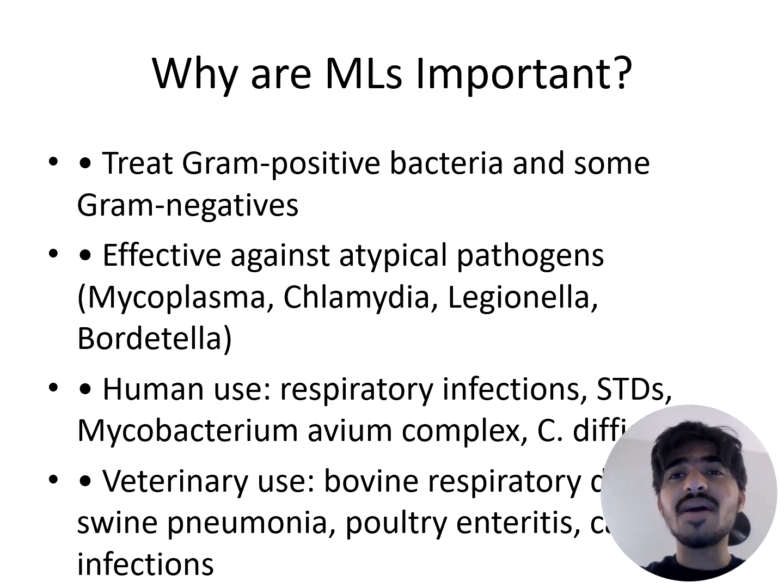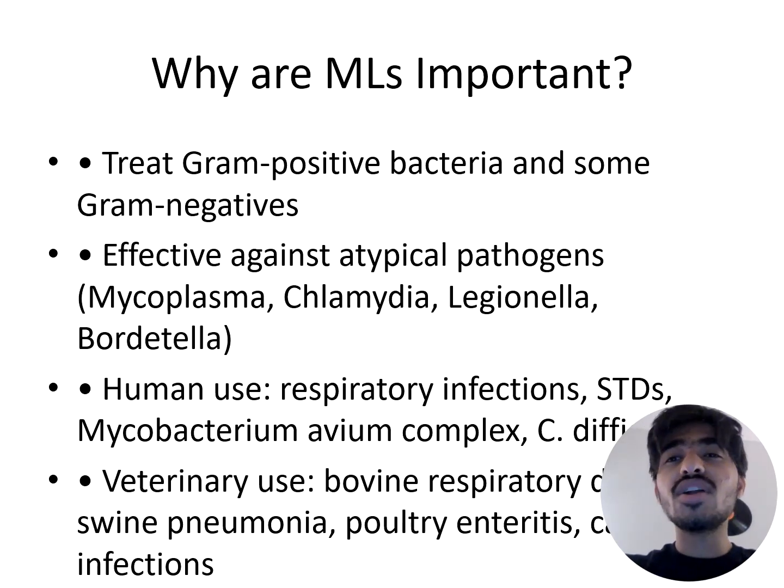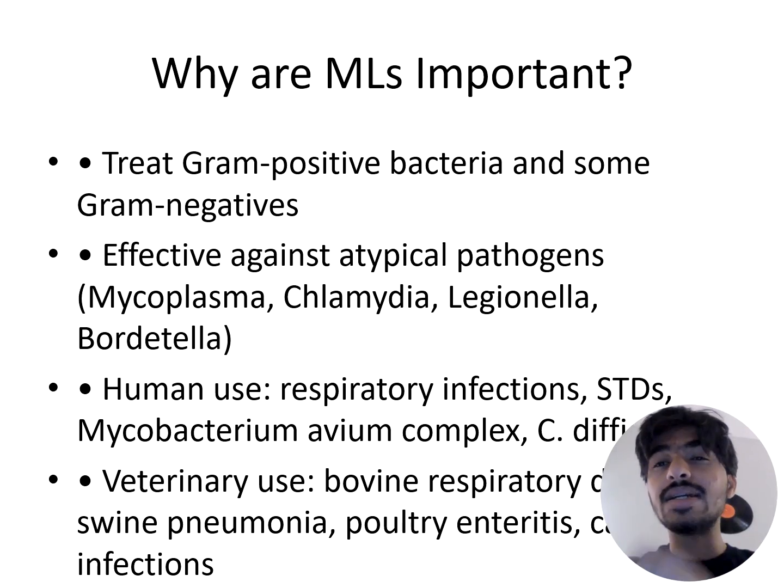So why are these macrolides important? They are effective against gram-positive bacteria except enterococci, that's an exception, and some gram-negative bacteria. Crucially, they work well against atypical pathogens like Mycoplasma pneumoniae, Chlamydia trachomatis, Legionella, Bordetella pertussis. In humans they are used for lower respiratory tract infections and community-acquired pneumonia, sexually transmitted infections, and opportunistic infections like Mycobacterium avium complex.